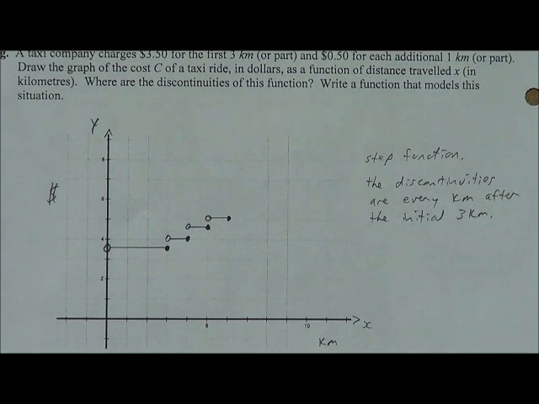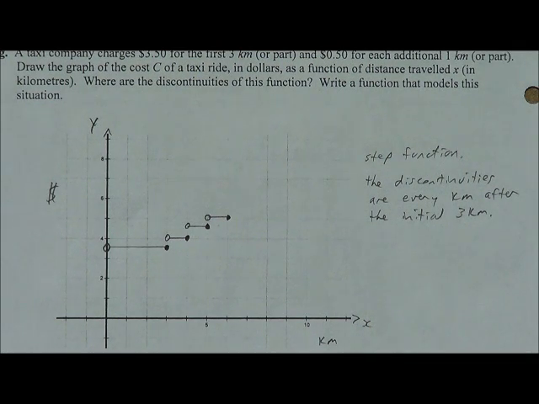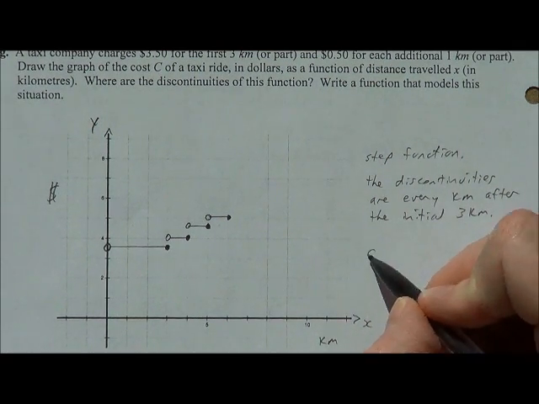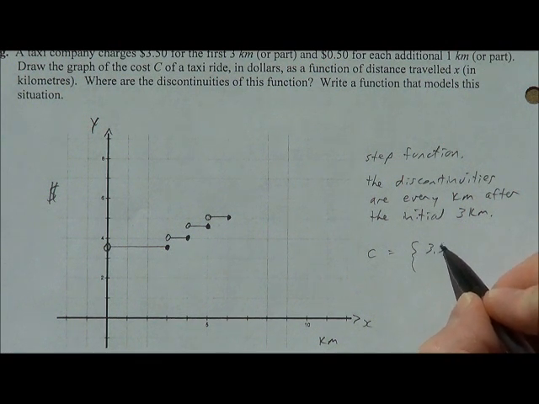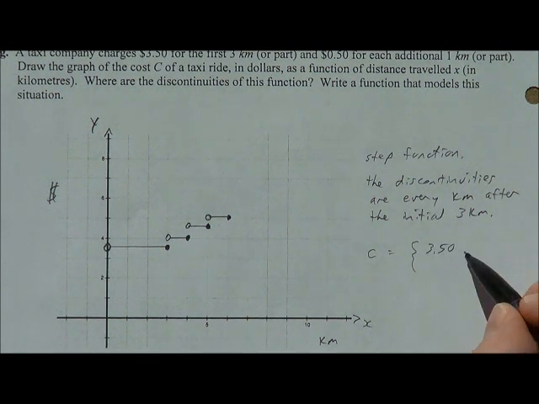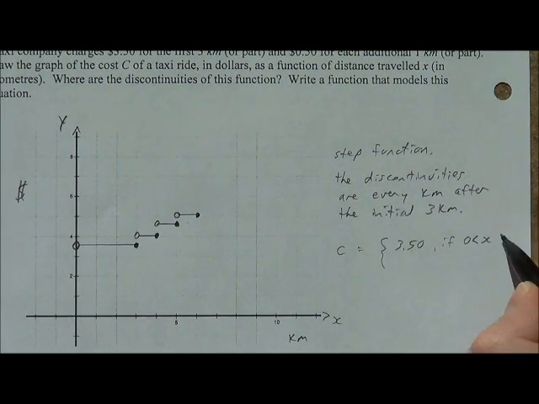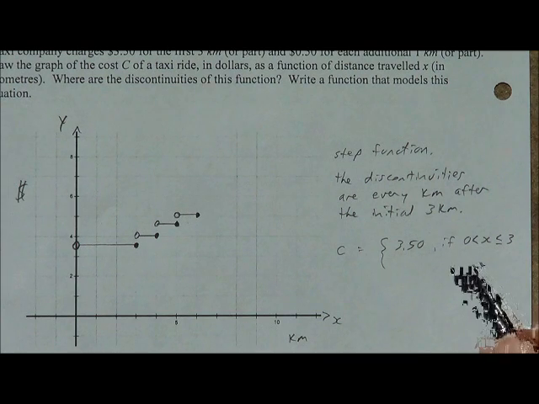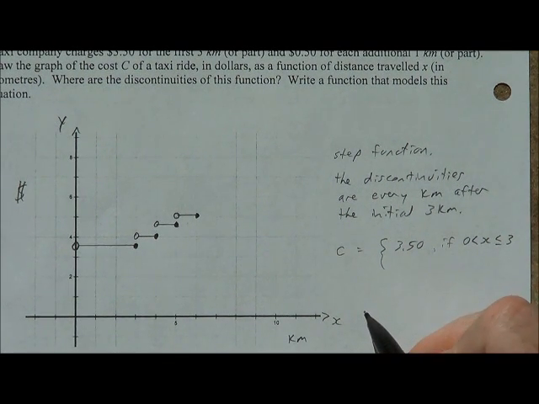And then if we want to write a function that models this situation, well, the cost, we know it's $3.50 if the distance driven is less than or equal to 3 kilometers. Now, I'll fill in the rest of this in a second. I'll just do some work down here.